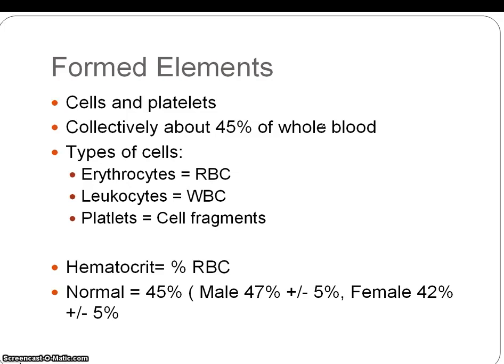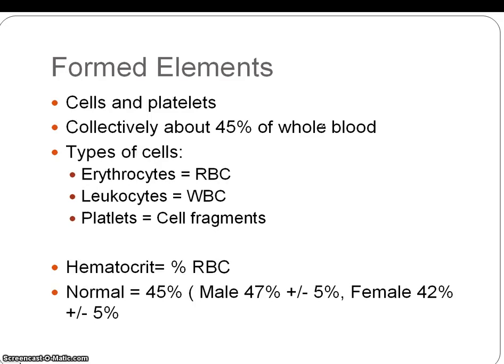So one of the things that we're really interested in when we talk about the formed elements is something called the hematocrit, and that's the percentage of a person's blood that is red blood cells. That's really important clinically because red blood cells, as I mentioned, are the things that carry oxygen, and we want to have a sufficient number of red blood cells in order to adequately oxygenate the tissues. A normal hematocrit is about 45%, as you saw in that first slide. 45% of our blood should be red blood cells.